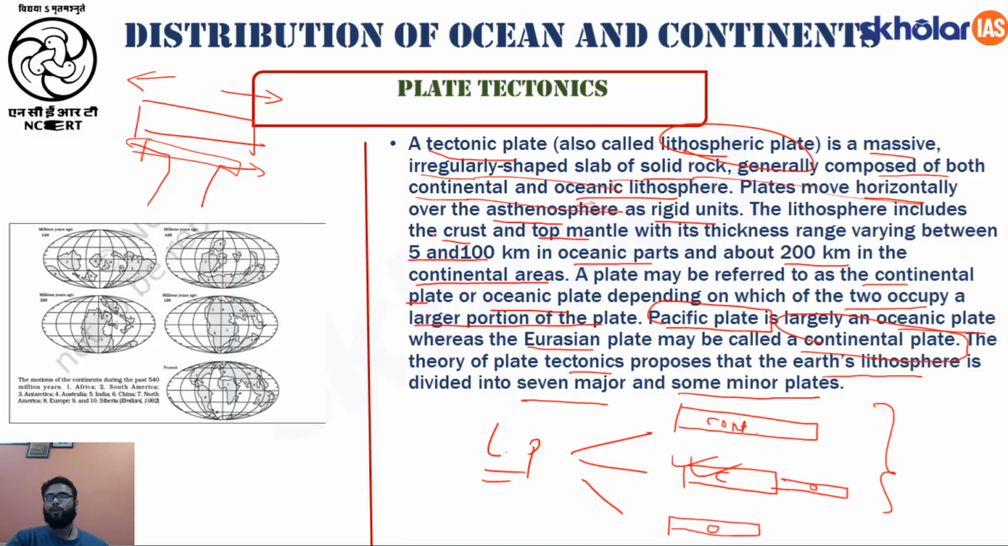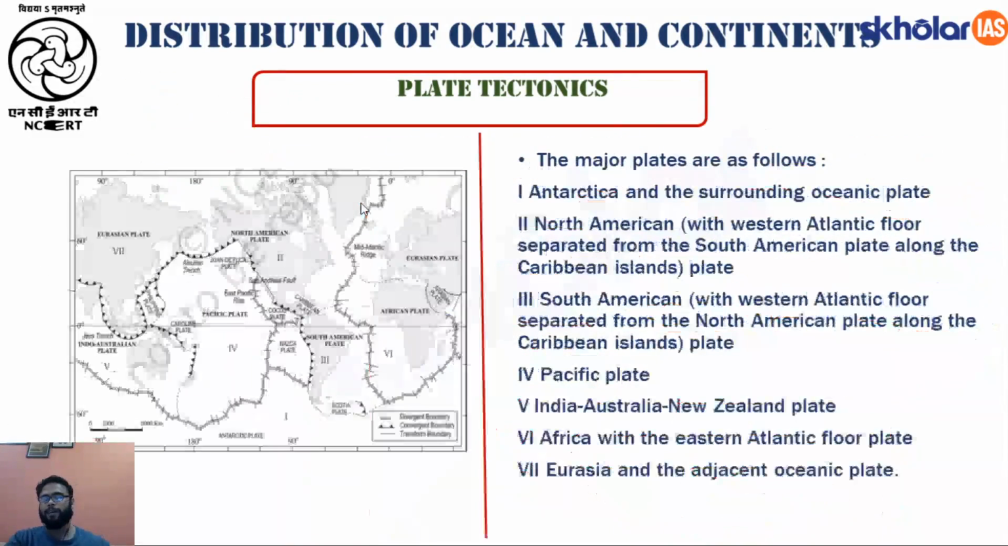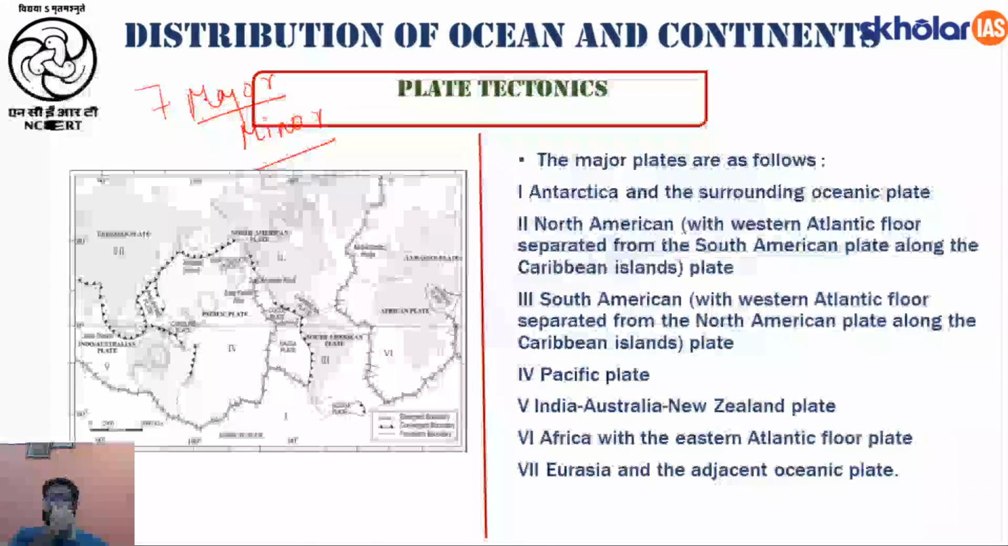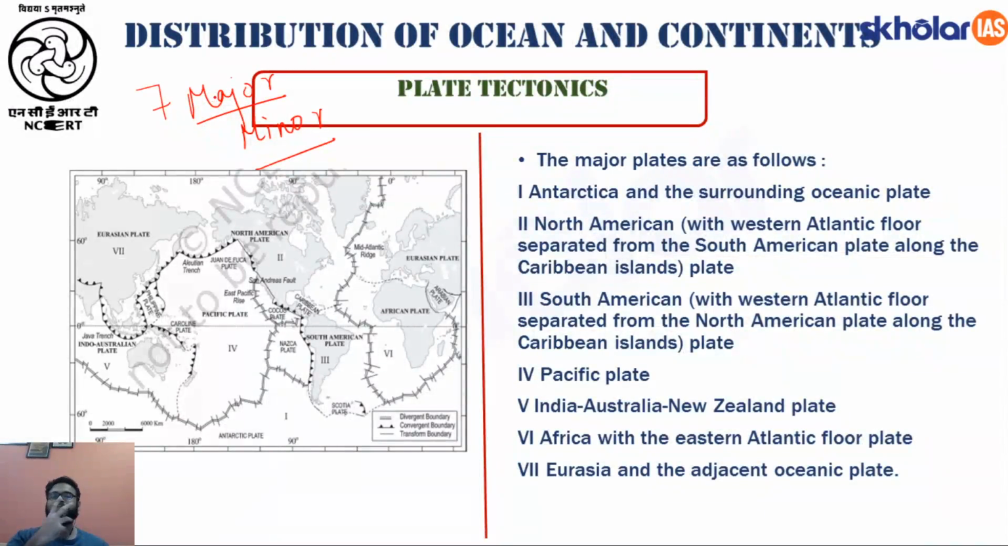So overall, if I have to look at the Earth in this diagram as shown, the lithosphere is of different types. So we have major plates as well as minor plates. Minor means smaller in size, major means it is larger in size. So in this world we have in total 7 major plates and some minor plates. So what are these 7 major plates?